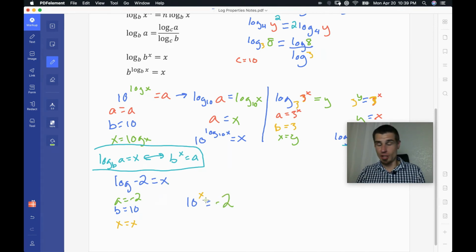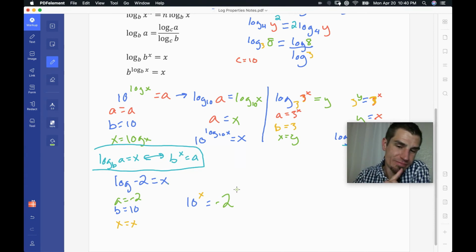So this will help us think about it. 10 to what power is equal to -2? That's what we're asking ourselves. If we're evaluating log of -2, we're saying 10 to what power is equal to -2? So let's just think about this a minute. 10 to what power is -2?